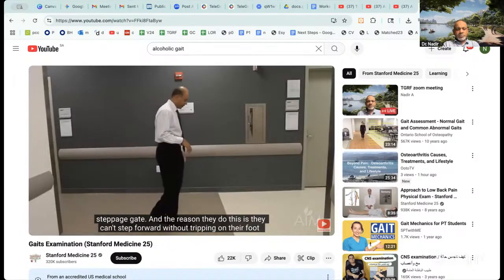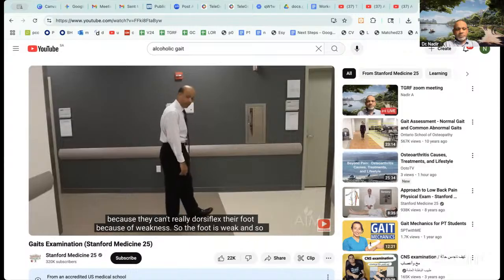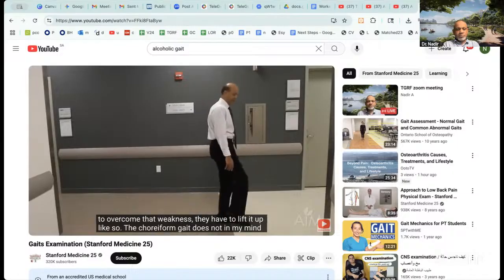And the reason they do this is they can't step forward without tripping on their foot because they can't really dorsiflex their foot because of weakness. So the foot is weak. And so to overcome that weakness, they have to lift it up like so.